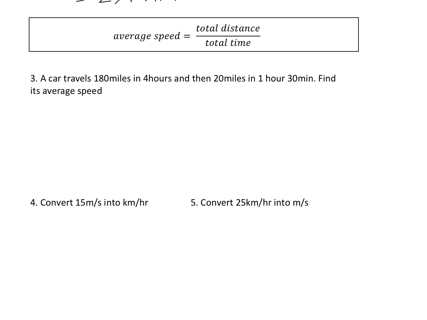This bit talks about average speed. Average speed is defined as the total distance divided by the total time. So in example 3, a car travels 180 miles in 4 hours and then 20 miles in 1 hour, 30 minutes. To find its average speed, we get the total distance, which is 180 plus 20, and we divide that by the total time, which is 4 plus an hour and a half. We can write an hour and 30 minutes as an hour and a half, or 1.5. We just don't write it as 1.3 because that's not an hour and a half. The calculator again will do everything for you.